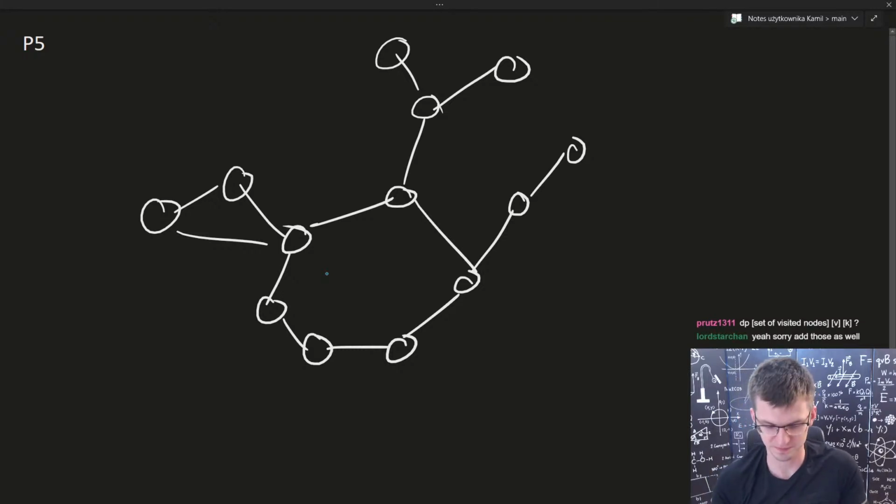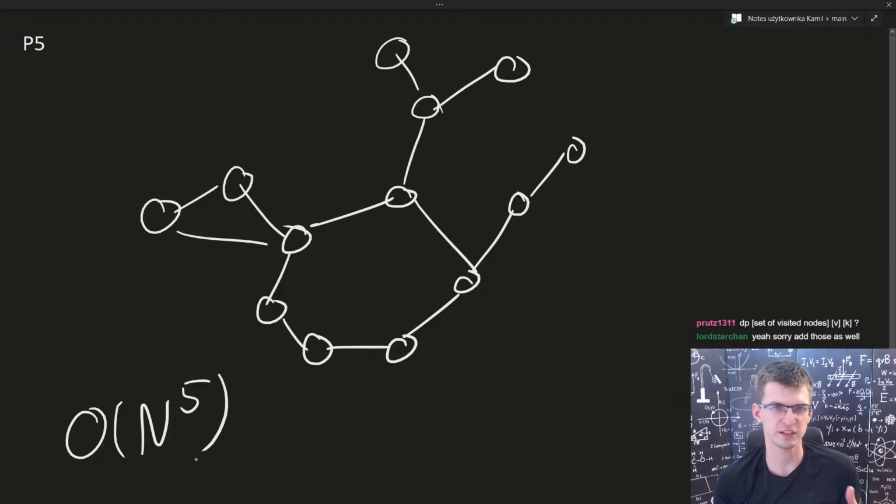What is the brute force? The brute force is n to the 5th power. You can iterate over the first node, then over its neighbors, and so on. DP over the set of visited nodes is exponential, n to the k power. Your DP is not polynomial. So this is slow brute force.